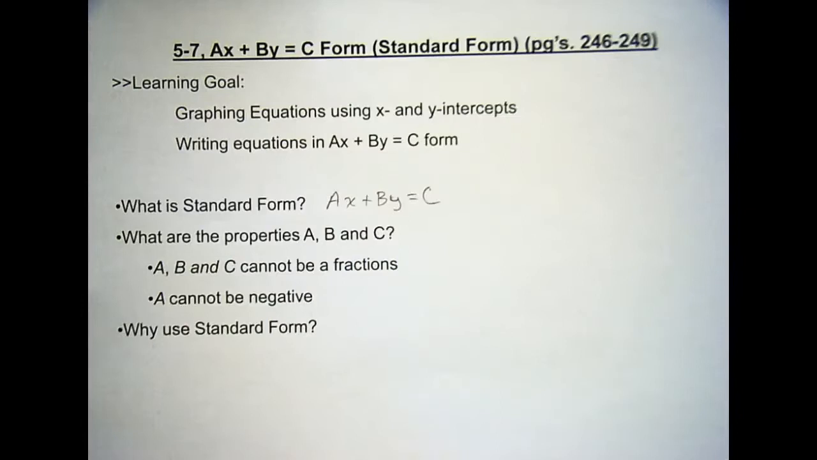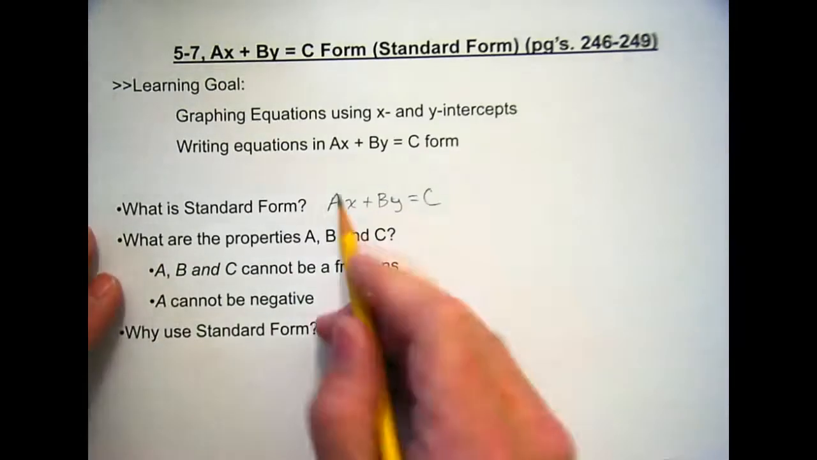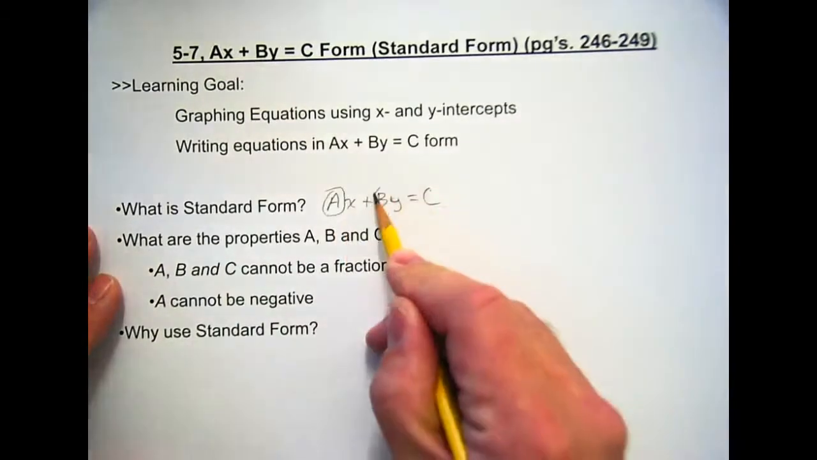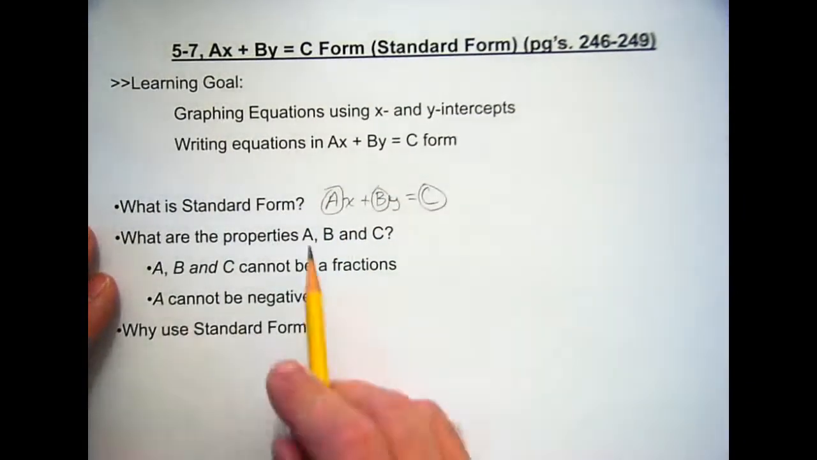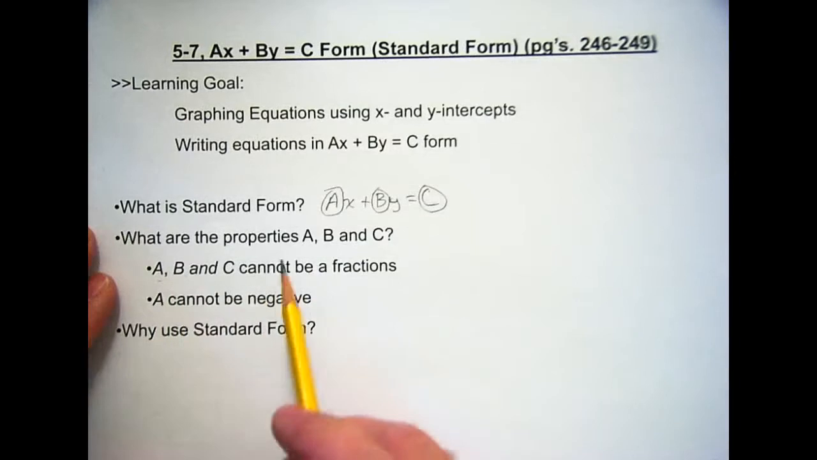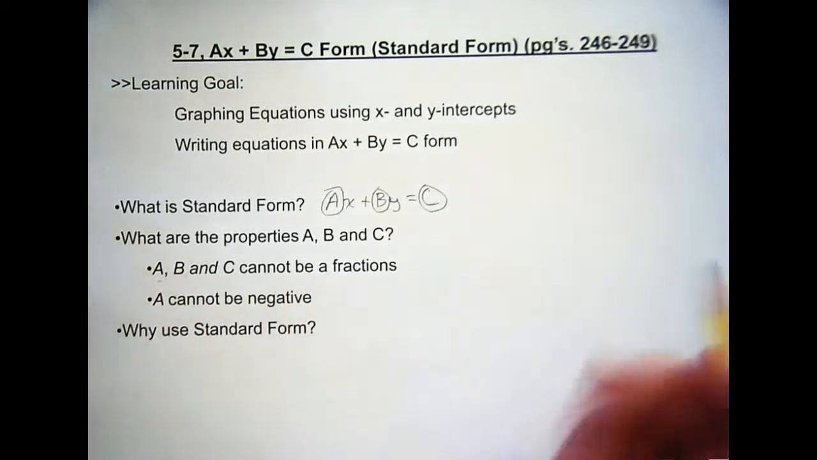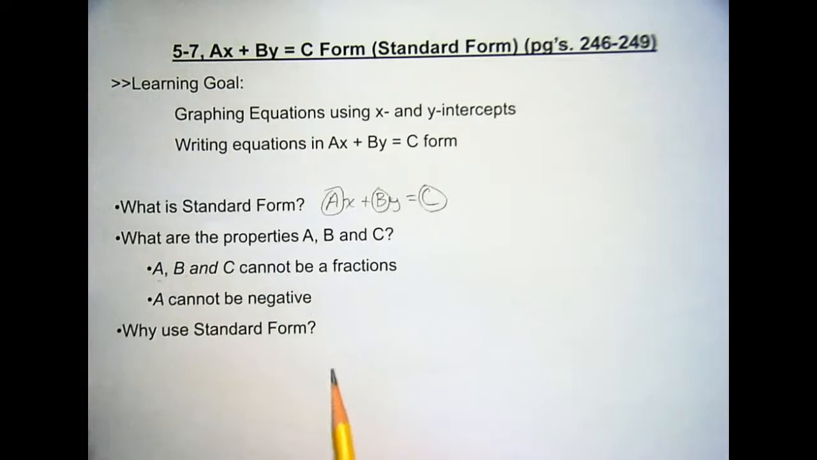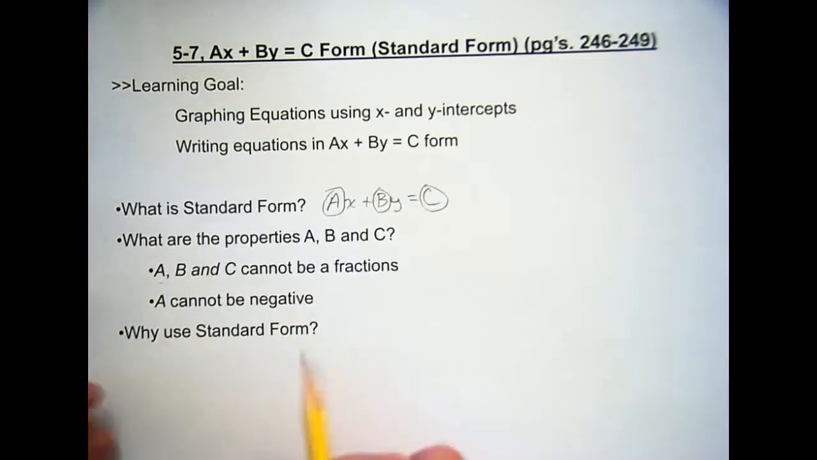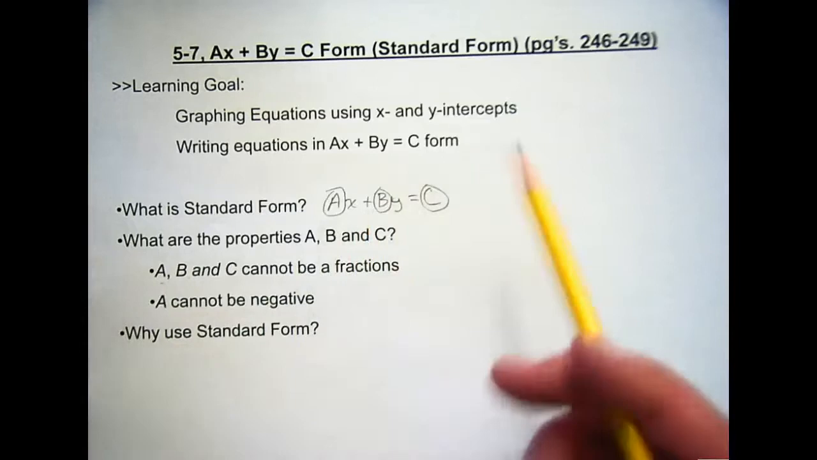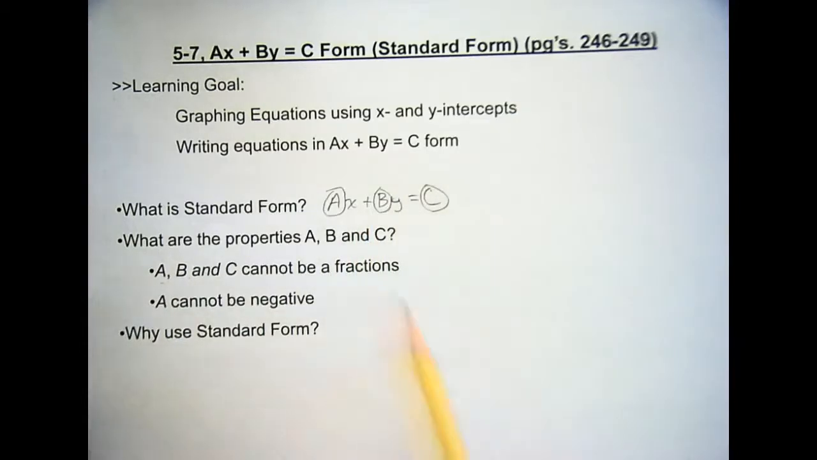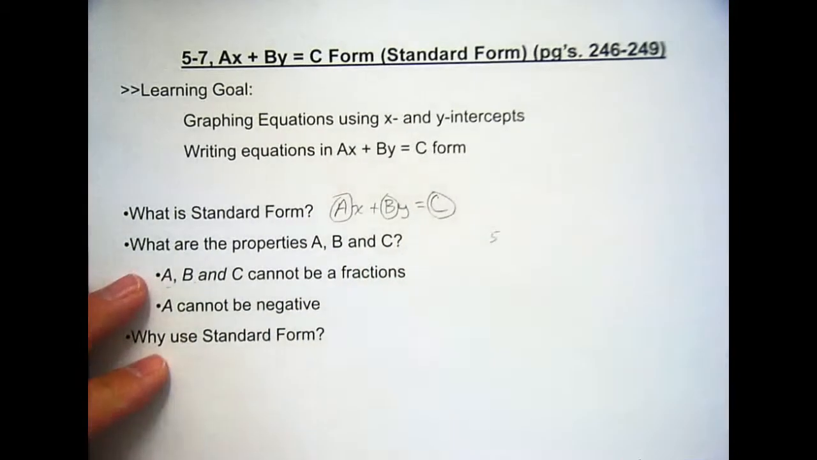Okay, so what are the properties of A, B, and C? Well, in standard form, we need to have numbers here, here, and here. A, B, and C cannot be fractions, and what I mean by that is they have to be whole numbers. But when I say they have to be whole numbers, or integers, B can be negative and C can be negative. When I get into that, it makes it a little more difficult. So when I'm saying they can't be fractions, they can't be like 1/3 or 1/2. I mean, if it's 5, 5's okay.